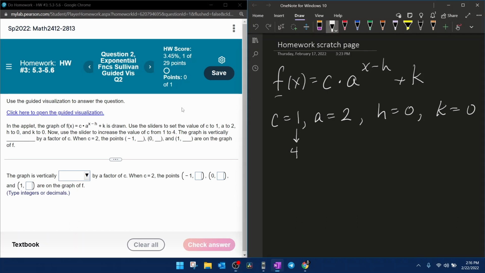So again, over here in my scratch work, I've got our standard generic exponential function with the values that they want me to set when I open the app. If I read on, it says the graph is vertically blank by a factor of c. When c equals 2, the points -1, 0, and 1 are on the graph. So we've got a few questions to answer here.